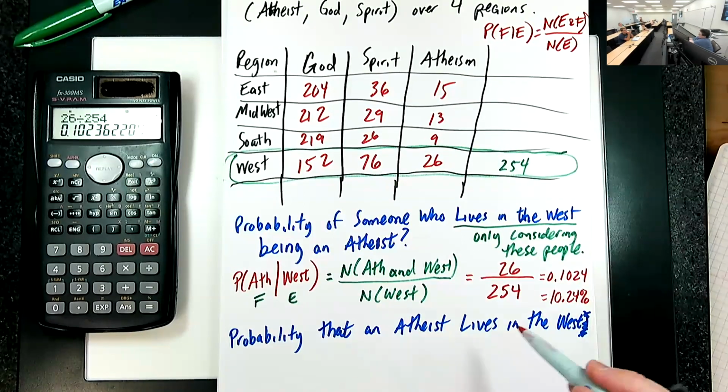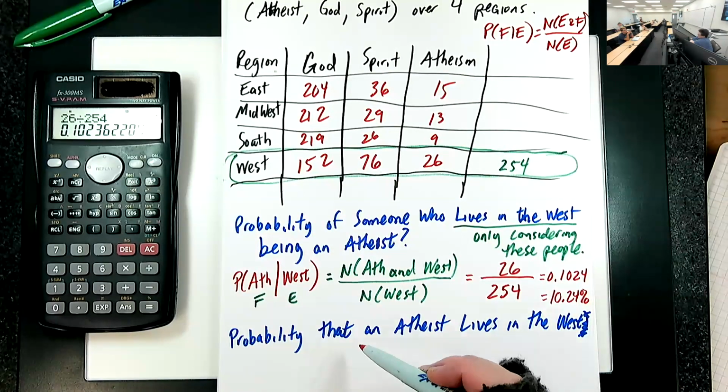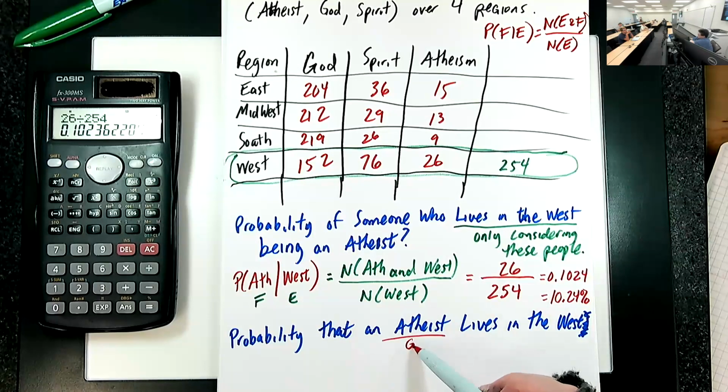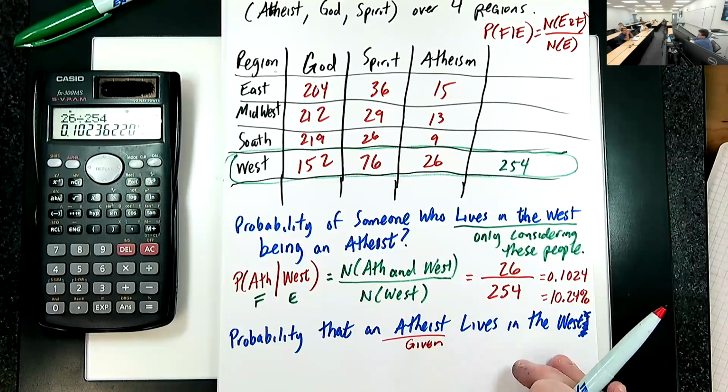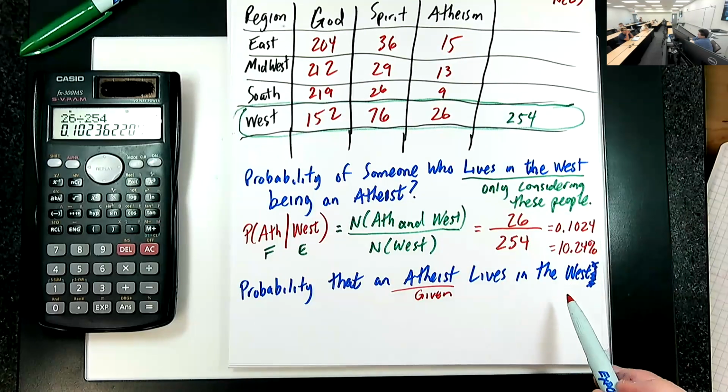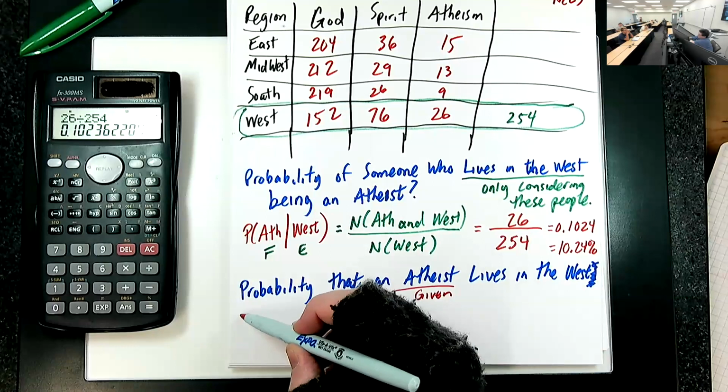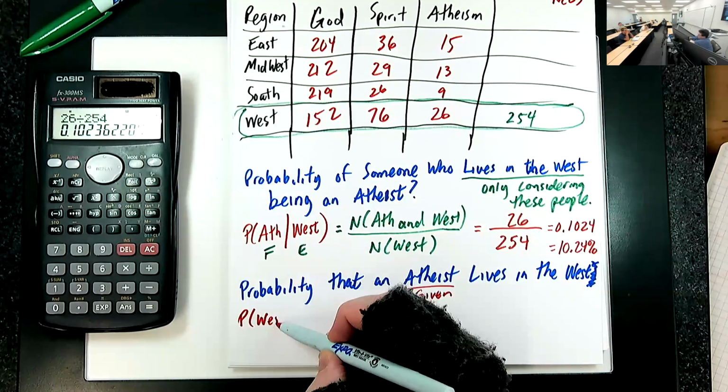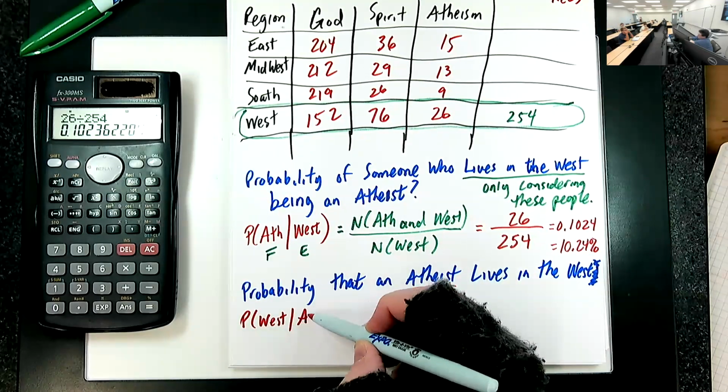All right, let's go on to this one. The probability that an atheist, so we're looking at the people that are atheists. These are my given. We're looking at the probability that an atheist lives in the West. We're switching this order around: West given atheist.